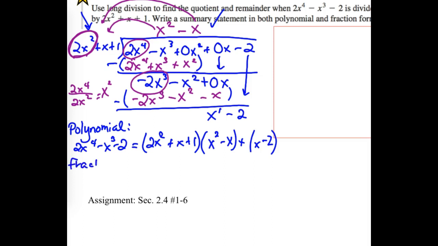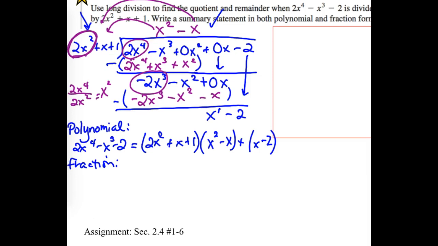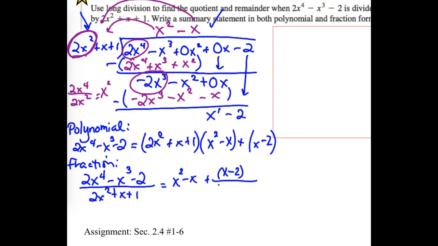In fraction form, we are saying, let's move this out of the way here. 2x to the fourth minus x cubed minus 2, our dividend. We're dividing it by 2x squared plus x plus 1. The answer we got out was x squared minus x, but we had a remainder. That remainder was x minus 2, and we were trying to divide it by 2x squared plus x plus 1. So just get comfortable with the two different formats, two different ways you're going to see things.